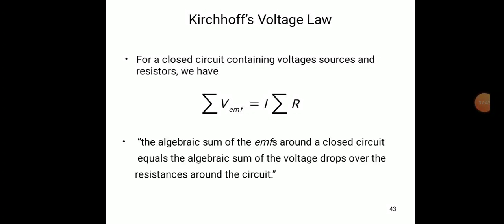For a closed circuit containing voltage sources and resistors, we have the sum of voltages equal to I times the sum of resistances. That is a series circuit, so we can calculate the total resistance. The algebraic sum of the EMFs around a closed circuit equals the algebraic sum of the voltage drops over the resistance around the circuit.